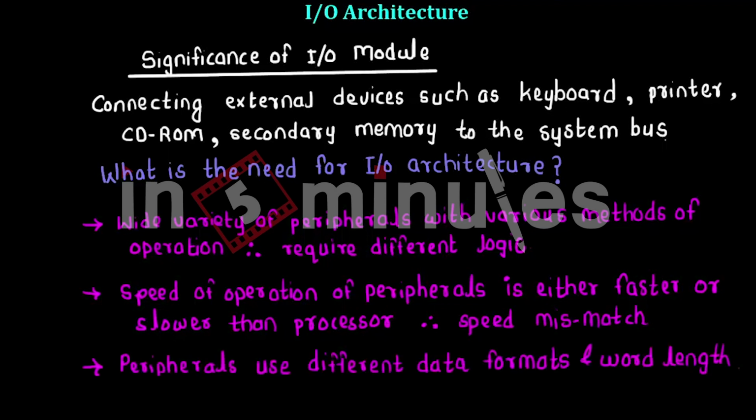The third point is that various peripherals are going to use different data formats and word lengths. So every time the processor needs to convert the data coming from the peripherals to the data that the CPU understands. So that is why the I/O architecture is needed at the interface of system bus and peripheral devices.